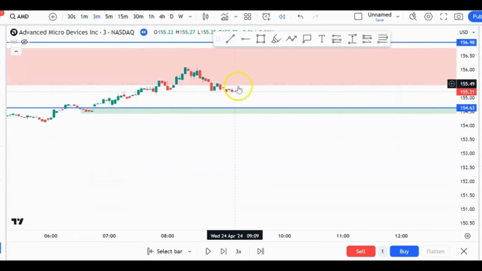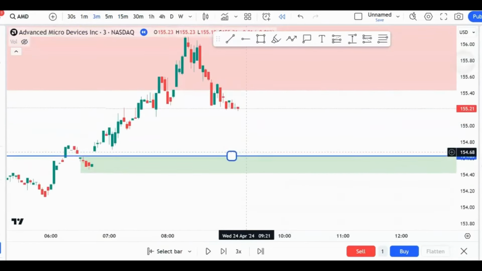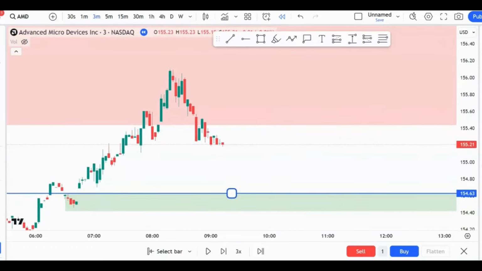But anyway, you can see when it went into that green demand area. So the green area is a demand zone, and the red area is a supply zone. The price went up whenever it hit that green area.